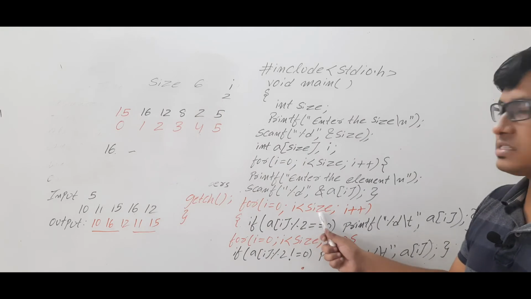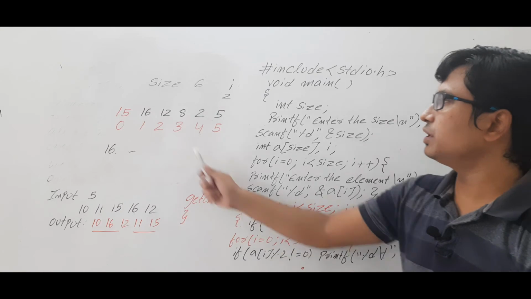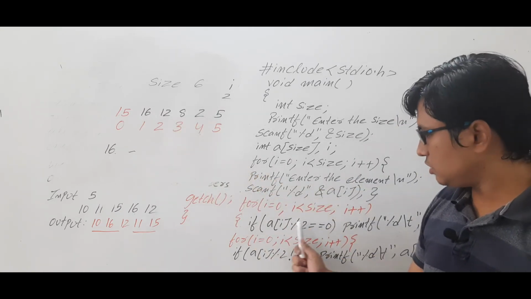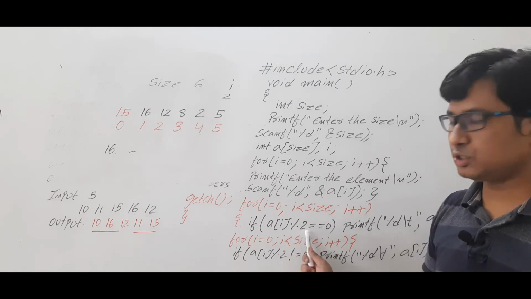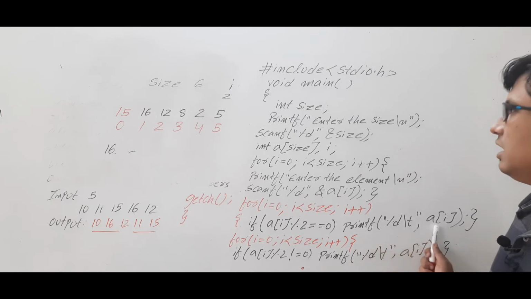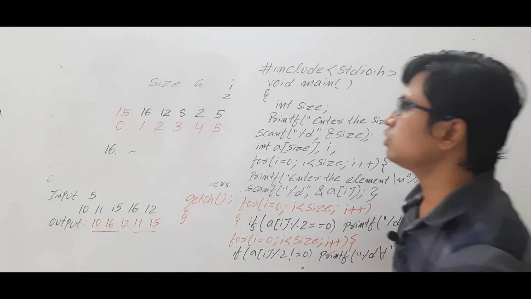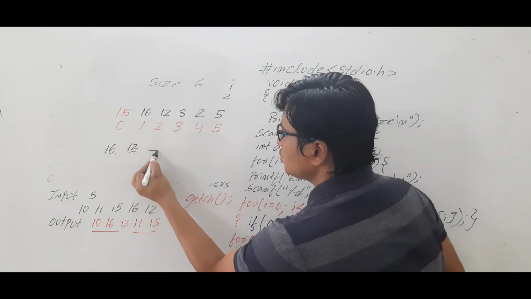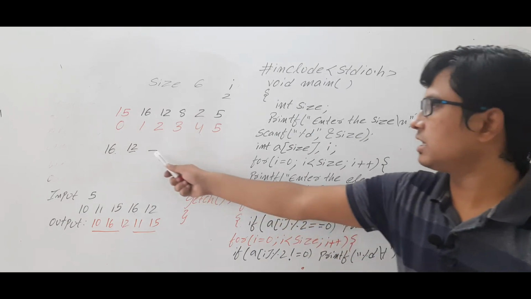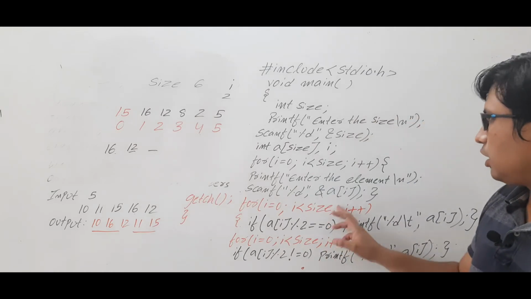Okay. i++, the i value will become 2. Now 2 is less than size. 2 is less than 6. Yes, the condition is true. So a[2] is 12. 12 modulus 2, you will get the remainder as 0. 0 is equal to 0. Yes, the condition is true. If this condition is true, you will execute this printf of %d, a[2]. What is the value at index 2? 12. That will be displayed. As you have used the escape character \t, the cursor will be pointing after the tab space.